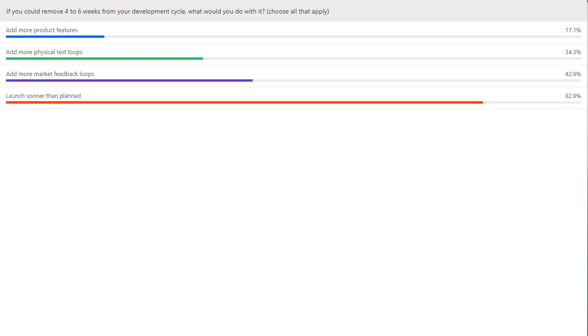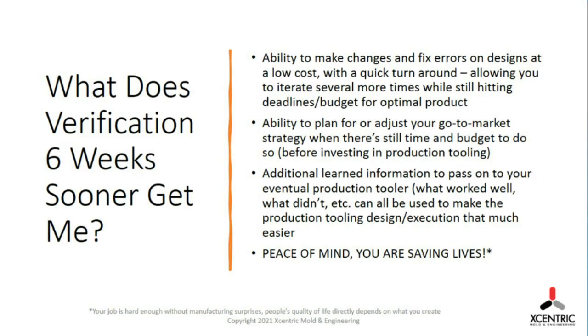I'm not surprised by any of those answers, and they're all great answers because you're exactly right. So let's talk about it, right? What does verification 6 weeks sooner, instead of finding out when you're almost at market and having to make changes, if you instead can verify 6 weeks sooner, what is that going to get you, right? First and foremost, it's going to give you the ability to make changes and fix errors in your designs at a low cost with a quick turnaround, which is going to give you one of the options from the last slide, right? The ability to iterate several more times and make sure that you really get it right while still hitting your deadlines and your budget for your optimal product launch.